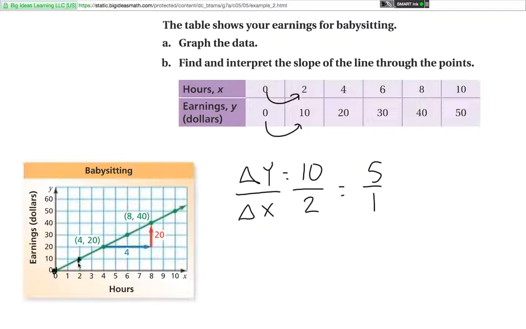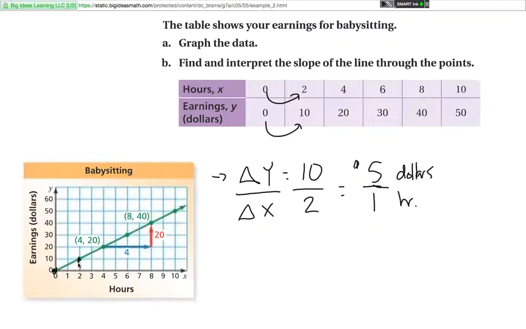Now, this is our unit rate, also our slope. So what does it mean? How can we interpret this? Well, our vertical axis, the y, is dollars. We put a money sign there. And our x is hours, per 1 hour. So just looking at our units, we can explain that we make $5 per 1 hour.